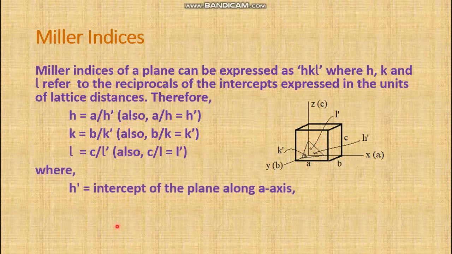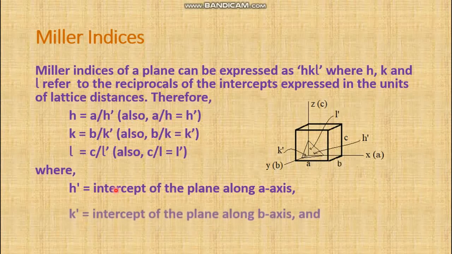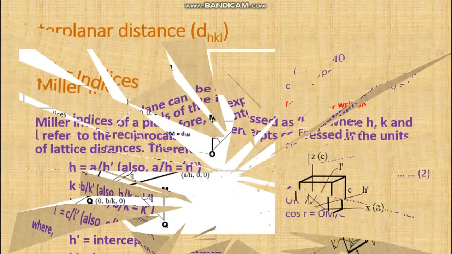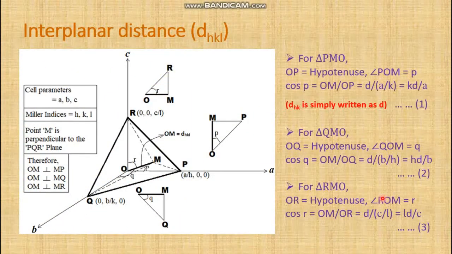And here the same thing, H prime, K prime and L prime, they are the intercepts along the x-axis, A axis, B axis and C axis. Now let's move on to the next topic, which is interplanar distance. That means the perpendicular distance between the two planes.